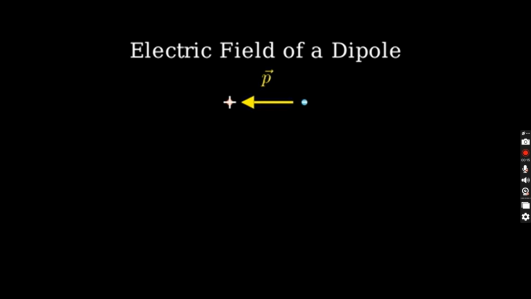We have a positive charge plus q and a negative charge minus q separated by a distance 2a. We want to find the electric field at point P, which is at a distance r from the center of the dipole along the axial line.